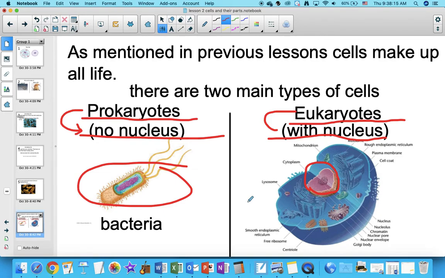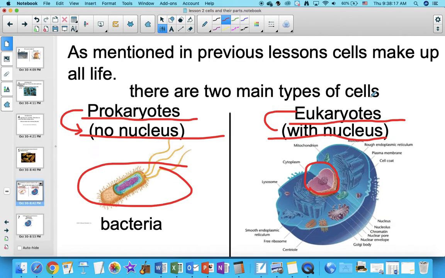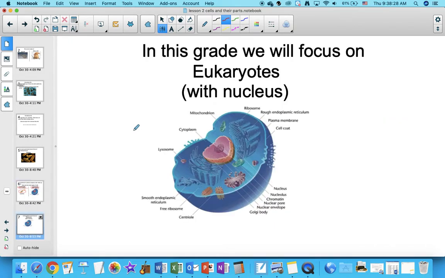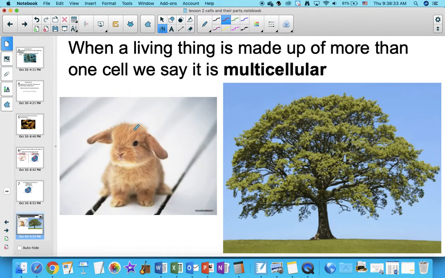So the one we'll be focusing on is eukaryotes, but I may ask a question of, well, what is the difference between a prokaryote and a eukaryote? So just know the difference between the two, but you don't have to go into too much detail. So we're going to be focusing on eukaryotes with nucleus. So when a living thing is made up of more than one cell, we say it is multicellular. So we had unicellular, made up of one cell. Now we have multicellular, made up of multiple cells.